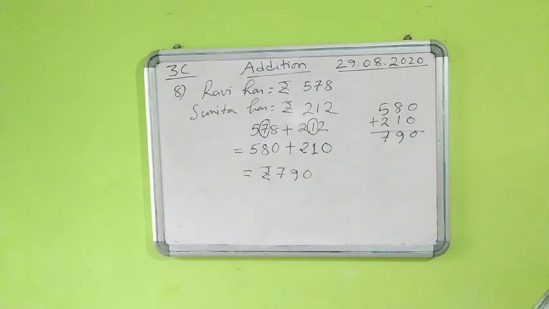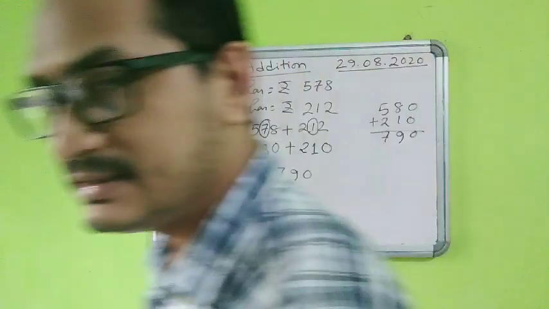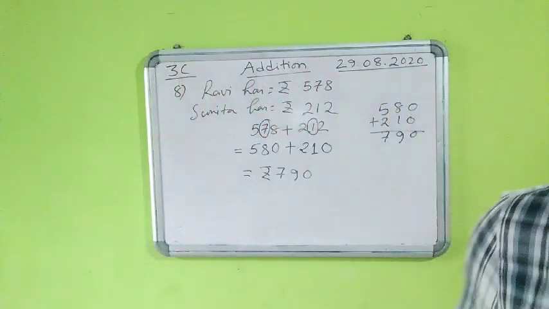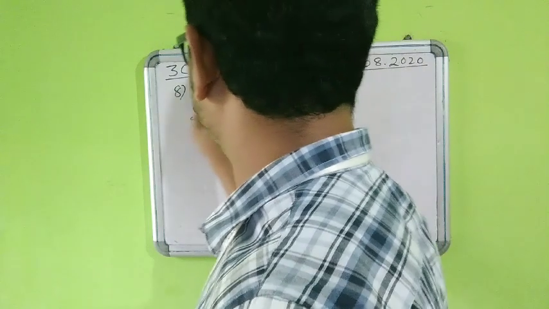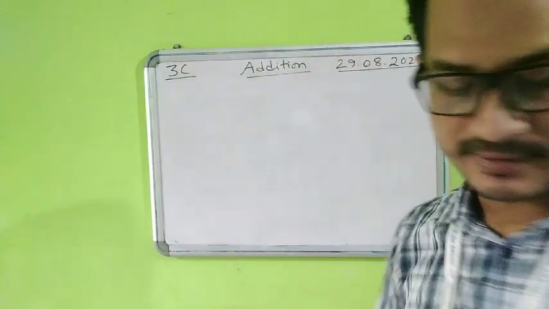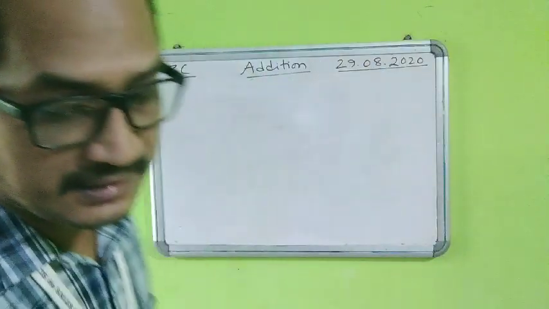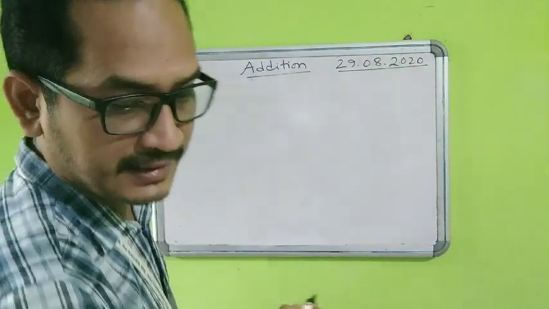The next question is question number 9. Round off to the nearest 10. Now these are direct questions. Round off to the nearest tens. That means we need to first of all round off directly without doing anything, because they have not given any addition or anything to do. So let us do question number 9a. Question number 9a, it is 81.